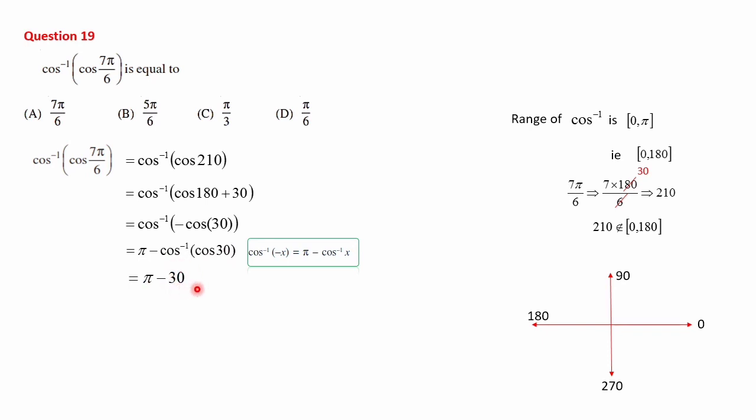Now we have to convert this into radian format, that is pi minus 30 is pi minus pi by 6. And when we take LCM here, 6 into pi, that is 6 pi minus pi, that is equal to 5 pi by 6. 6 into pi is 6 pi minus, there is a pi here, 6 pi minus 1 pi is 5 pi, 5 pi by 6. So 5 pi by 6 is our B option. So the correct answer is B.